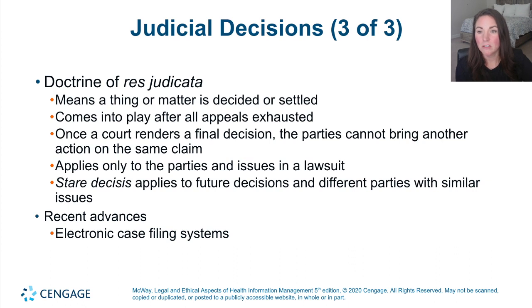In addition to stare decisis, courts are also subject to the doctrine of res judicata, which translates to a thing or matter settled by judgment. So once a court makes a final decision during a lawsuit, the guilty party can file a series of appeals to try to get the verdict changed. But if they go through all of those and the verdict is still the same, the parties can never bring that exact same matter back to court.